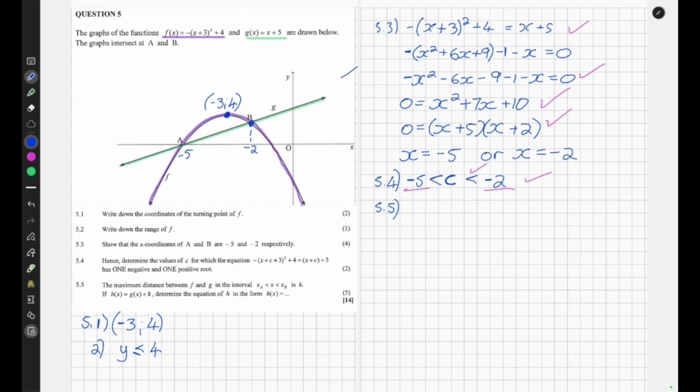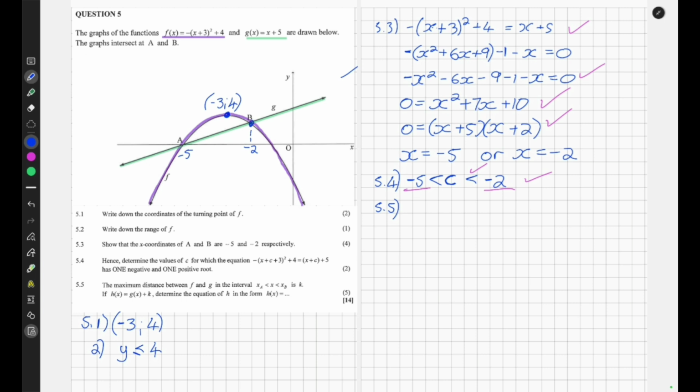5.5: The maximum distance between f and g in the interval between A and B is k. If h(x) equals g(x) plus k, determine the equation of h(x) in the form... Wow, that they are trying to make extremely complicated. So let's just take this slowly and figure out what they want. There's a piece of work in the functions chapter for grade 11 where they teach you how to work out the maximum or the minimum distance.